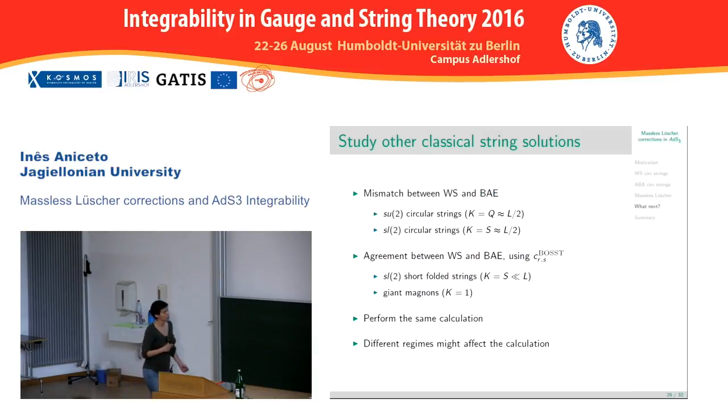So we could actually perform the same calculation, and our best guess at the moment is that the difference between these two types of solutions is because of the number of excitations. The regimes are quite different, and for the circular strings, you're talking about the number of particles being of the same order as the volume of the space.